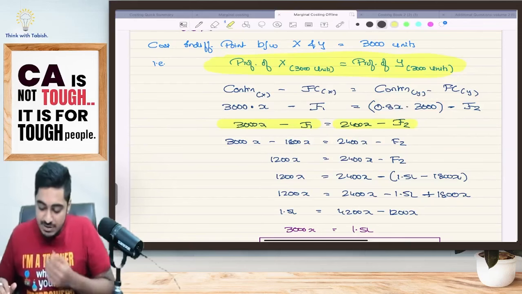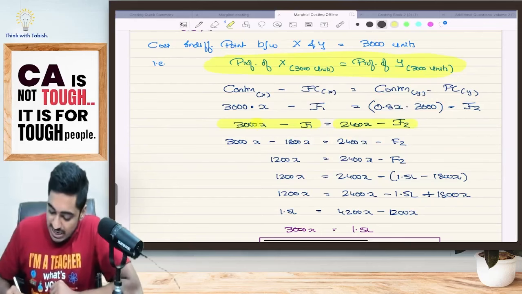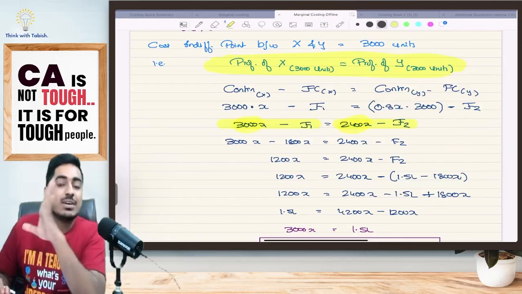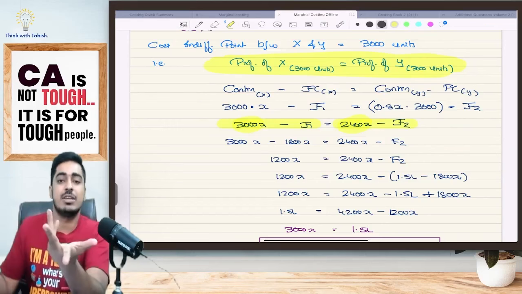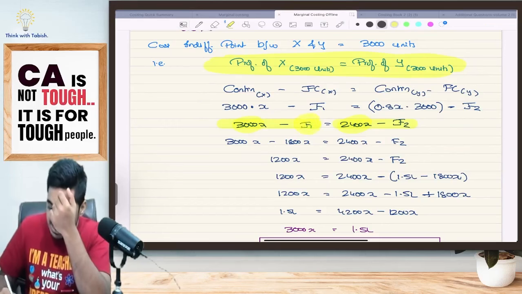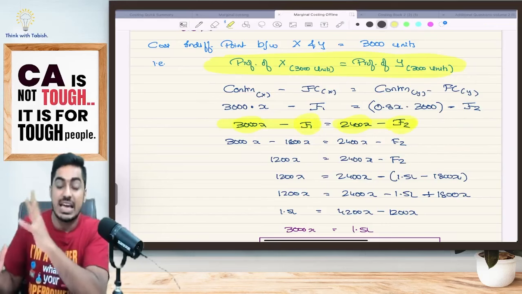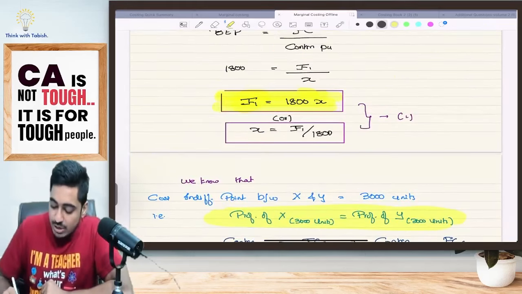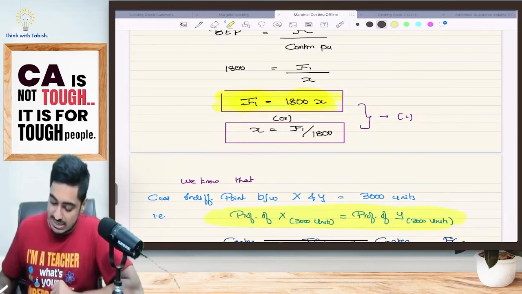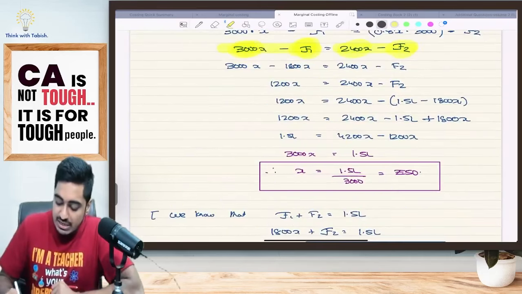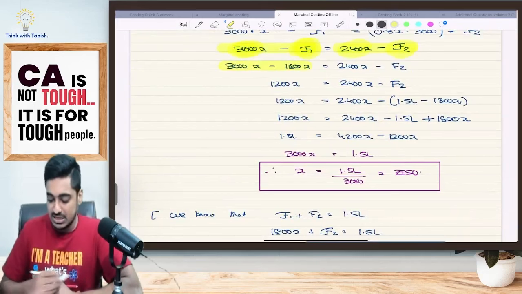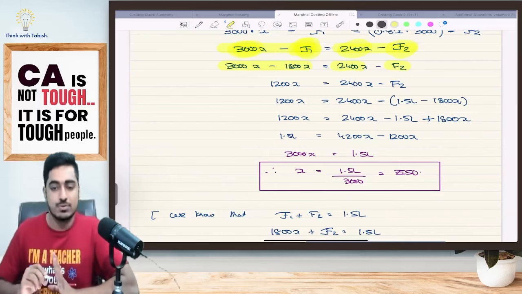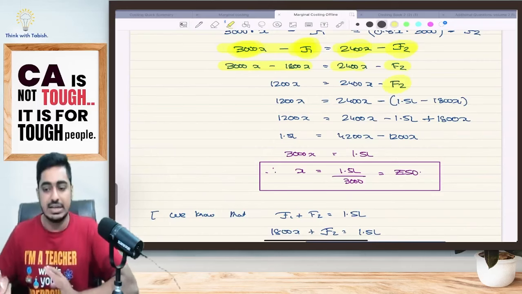Now let us try simplifying things. Pay attention. So I have 3000x, F1 and F2. I want only one variable in the equation. If I have multiple variables, I can't do anything. So what I try doing is, this F1 and F2, I try eliminating as much as possible. In place of F1, what can I write? I have already substituted. F1 is equal to 1800x. So I will write it as 3000x minus 1800x, which is 1200x, equals 2400x minus F2. Great. Till here is fine.